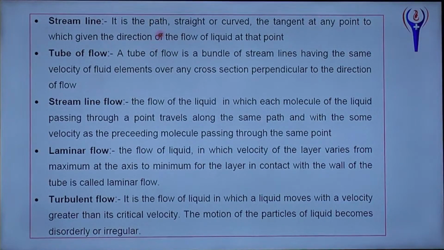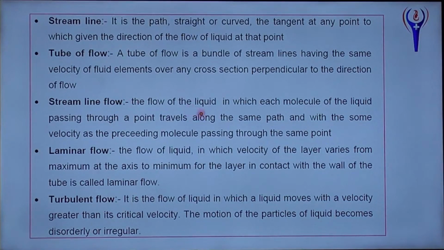Streamline. Streamline is a path, straight or curved, the tangent at any point to which gives the direction of the flow of liquid at that point. Tube of flow is a bundle of streamlines having the same velocity of fluid elements over any cross section perpendicular to the direction of flow.